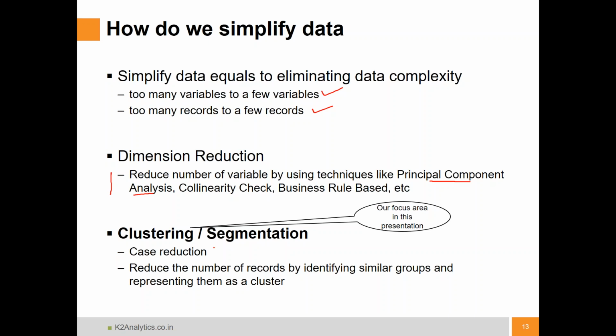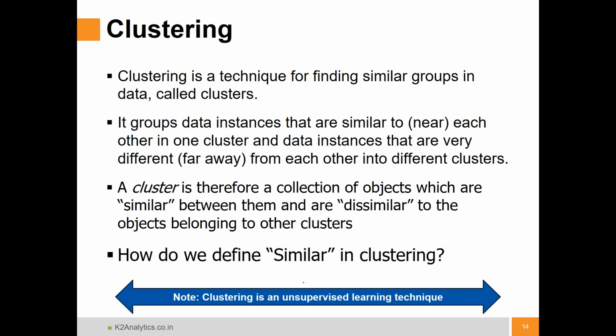Clustering or segmentation is done by finding similar groups. Let me read this definition. Clustering is reducing the number of records by identifying similar groups and representing them as a cluster. That is the clustering process. So, formal definition: clustering is a technique for finding similar groups in data, called clusters.